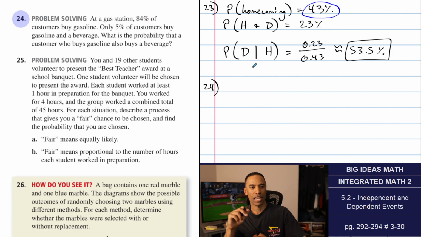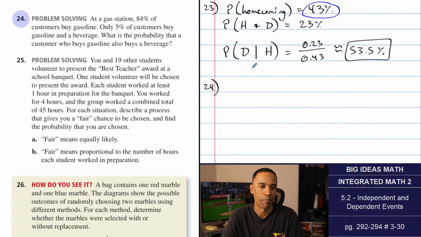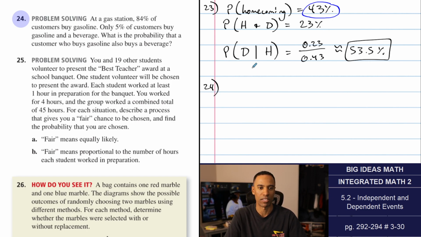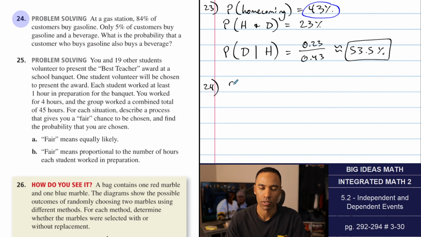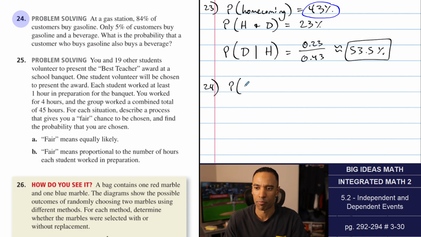At a gas station, 84% of customers buy gasoline, and only 5% of customers buy gasoline and a beverage. What's the probability that a customer who buys gasoline also buys a beverage? It's the same kind of question as before. The probability of a gasoline purchase is 84%.